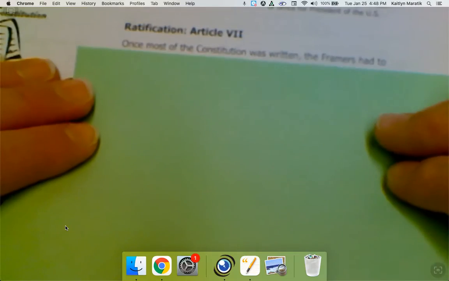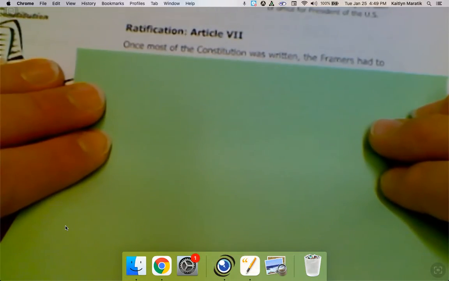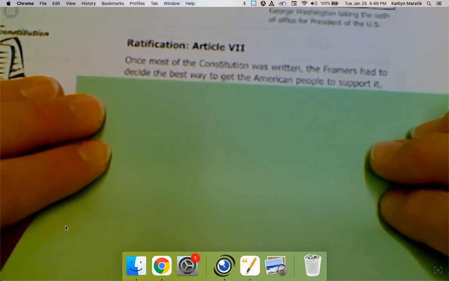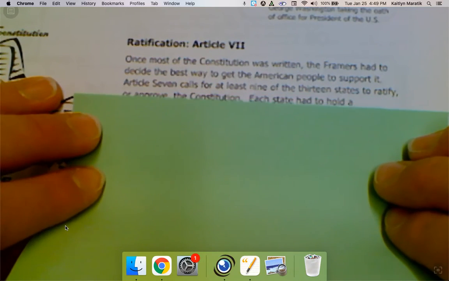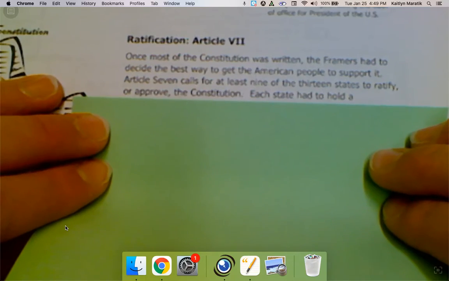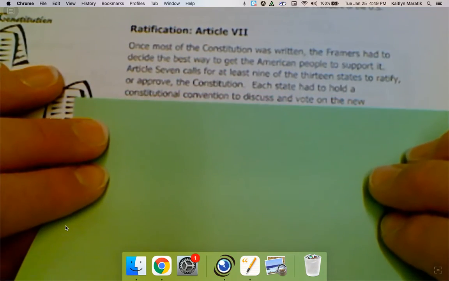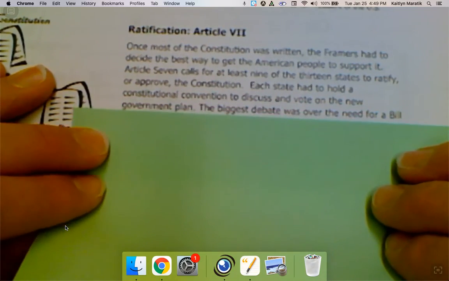And the last one is ratification. Once most of the Constitution was written, the framers had to decide the best way to get the American people to support it. Article 7 calls for at least 9 of 13 states to ratify or approve the Constitution. Each state had to hold a constitutional convention to discuss and vote on the new government plan.